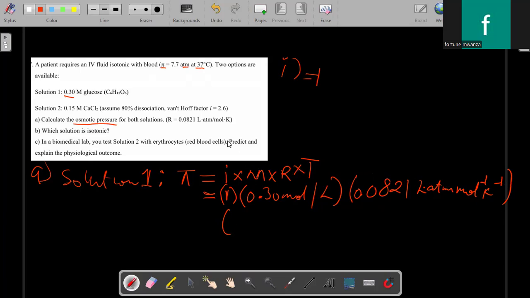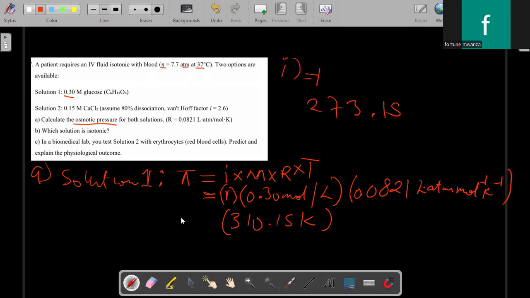The temperature is 37 degrees Celsius. I convert it to Kelvin by simply adding 273.15 to the 37. So you get 310.15 as your temperature in Kelvin.